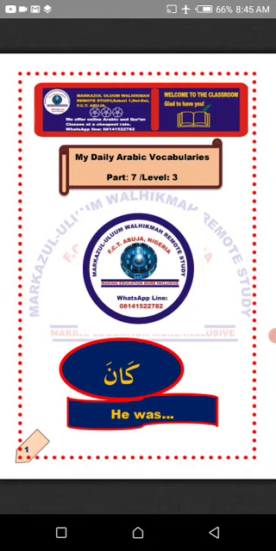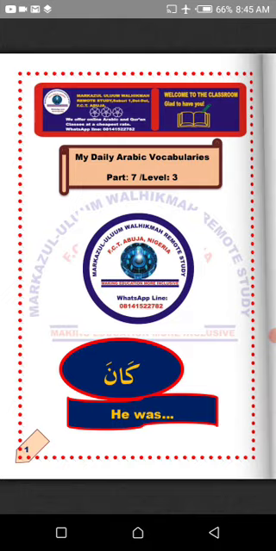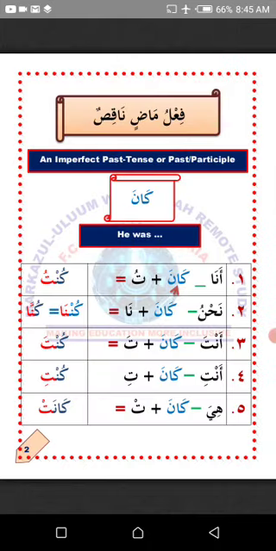Happy listening. We are going to learn from this lesson how to make use of the Arabic verb kana to suit some certain pronouns in Arabic. فعل ماض ناقص, the imperfect past tense. فعل ماض ناقص, the imperfect past participle.